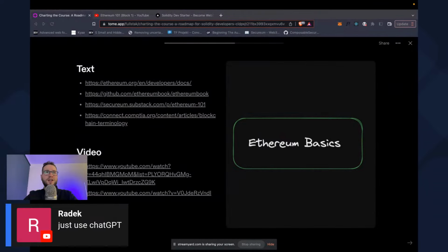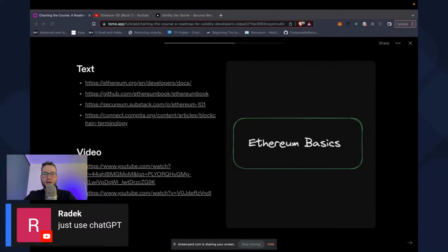Yes, there is a nice recommendation from Radek to use ChatGPT. Of course, ChatGPT can help here, if it's working, because sometimes when I want to ask ChatGPT for something, it's currently down. So if it's working, of course, it's worth checking.